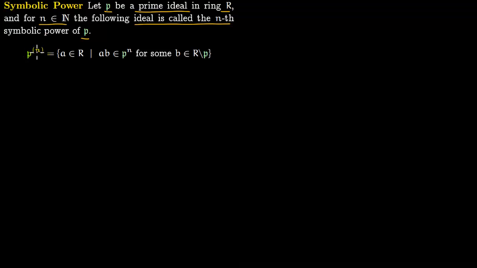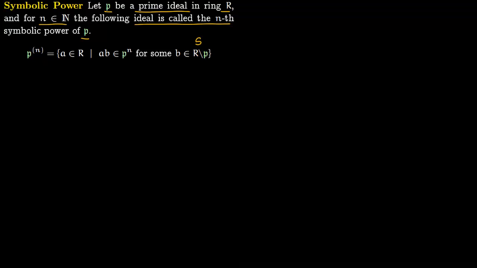So P to the n in braces is just all the elements A of the ring R such that A times B lies in P to the n for some B which lies in R minus P. So this B does not lie in the prime ideal P. Notice that if you take this prime ideal out of the ring R, what you get is a multiplicatively closed set S, and often we localize with respect to this set S.